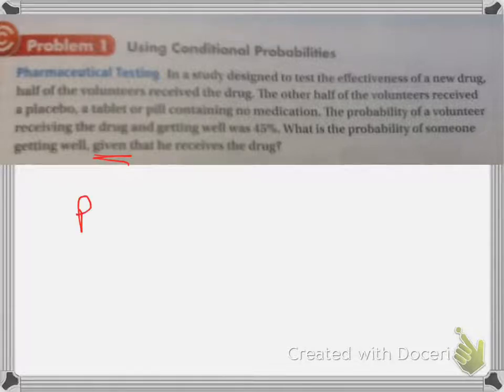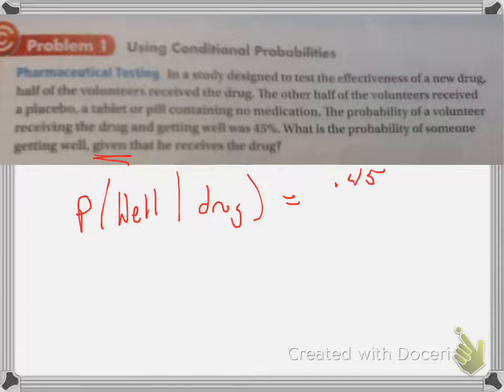So probability that someone is getting well given they got the drug. Okay, so what's the probability of both of them? It says the probability of a volunteer receiving the drug and getting well is 45%. So 0.45 is both of them. And then what was the probability of drug? Again, I look at this like a division sign. The probability of both divided by the probability of getting the drug. And the probability in this case was 0.5. So 0.45 divided by 0.5 is just 0.9, or 90% is your probability.